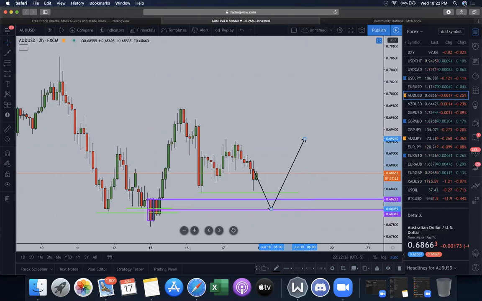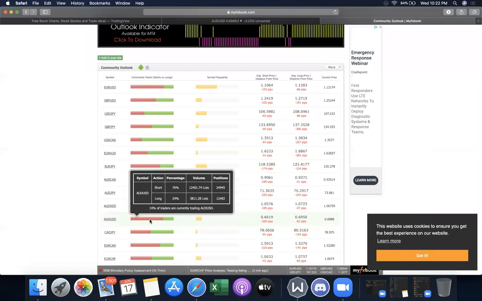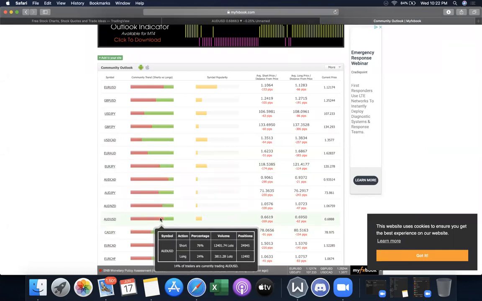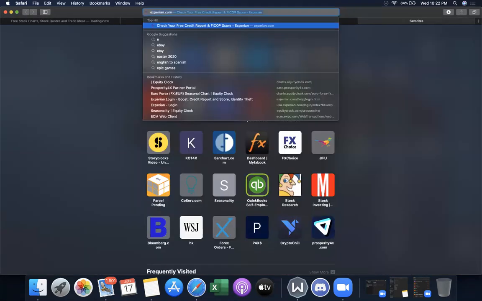Let's go look at Community Outlook. So they could all still be selling and we'll be on the buy side, right? So we should be looking for these buys on AUD USD.